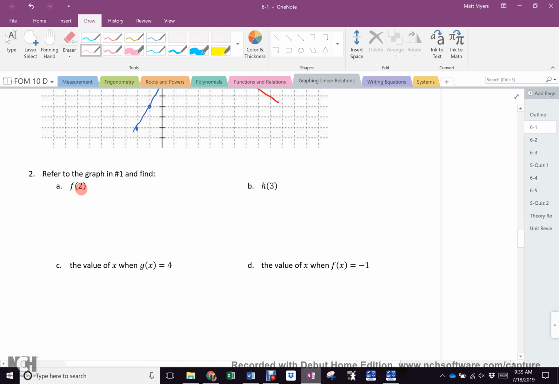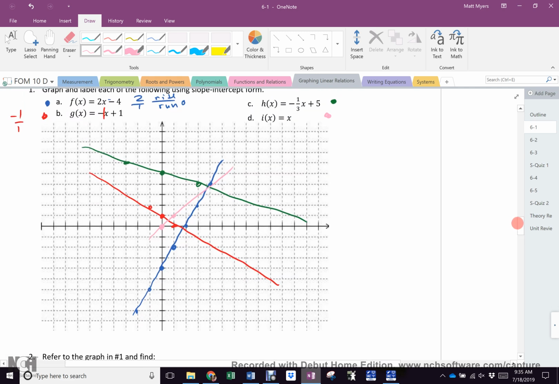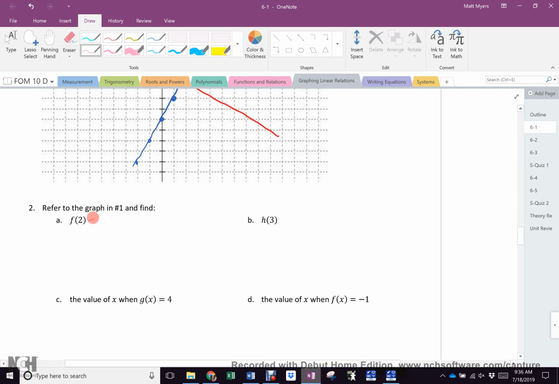If I were to do it on a graph for f of x, what color line would I go to? Blue, red, green, or pink? Blue. And that is what? An x value or a y value for f of 2? That is an x value, so I would go out to 2 right there. Well, that's a pretty easy one, isn't it? What's the y value right there? 0, right? So the f of 2 that's supposed to be blue. The f of 2 equals 0.